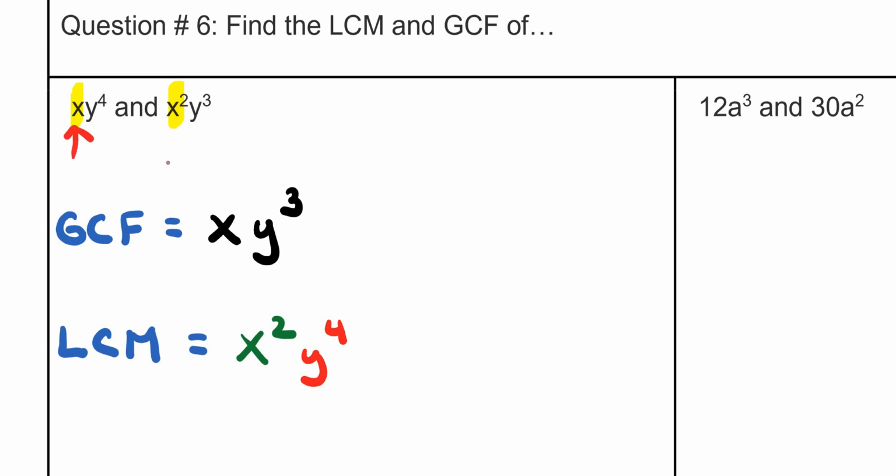So which is the higher power? Is it x or x squared? Well, it's x squared, right? And for y to the power 4 and y to the power 3, which one has the higher power? Well, it's clearly y to the power 4, and that's why your LCM is x squared y to the power 4. So that's a very quick way where you can find your GCF and LCM by inspection.